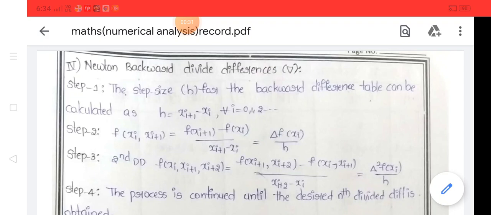Working rule. Step 1. The step size h for the backward difference table can be calculated as h equals x_{i+1} minus x_i for all i equals 0, 1, 2, 3, and so on. Step 2. f of [x_i, x_{i+1}] is equal to f of x_{i+1} minus f of x_i divided by x_{i+1} minus x_i, which is equal to delta f of x_i by h.